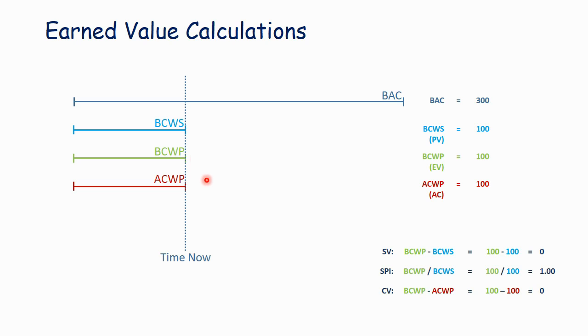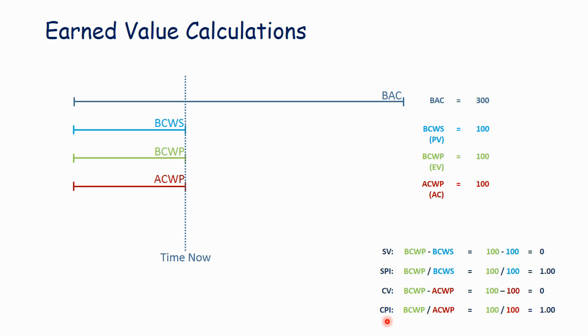If it took more hours to accomplish that work, then the ACWP would be greater than 100. The work you accomplished was 100, and this would be a negative number. So if it took you more hours to accomplish that work than you had planned, you'd be over budget. Likewise, if it took less hours to accomplish this work than had been planned, this would be a positive number.